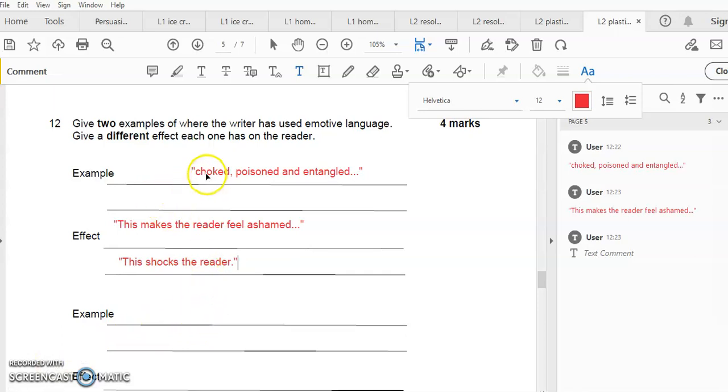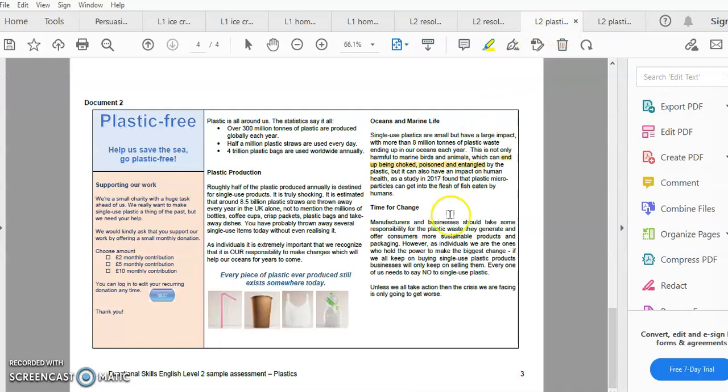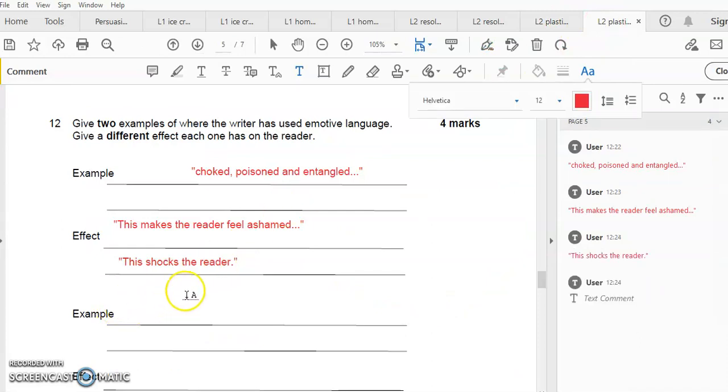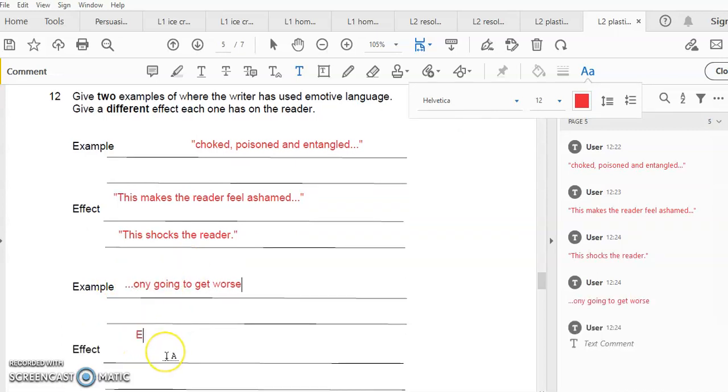And the other thing to remember here is you can't give the same explanation. You need to give a different effect. So in this case, for instance, only going to get worse. I could pick out here as another emotive language. I'd have to put something along the lines of encourages the reader to take action. So there we go. Language analysis on both levels 1 and level 2.